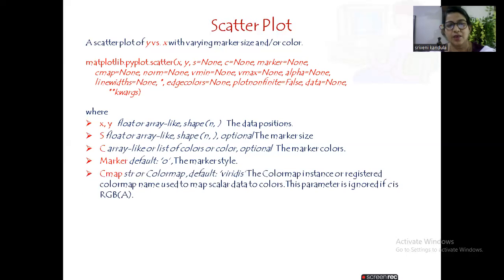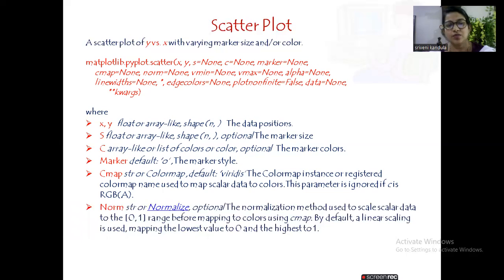And then cmap. This is a string or a color map. By default, it will take viridis. Whatever colors are there in this viridis color map will be used by cmap if you are not specifying. And this parameter is ignored if you have given your c value. So if in place of c you are giving RGB or RGBA, then this will not be taken. It will be ignored by default.